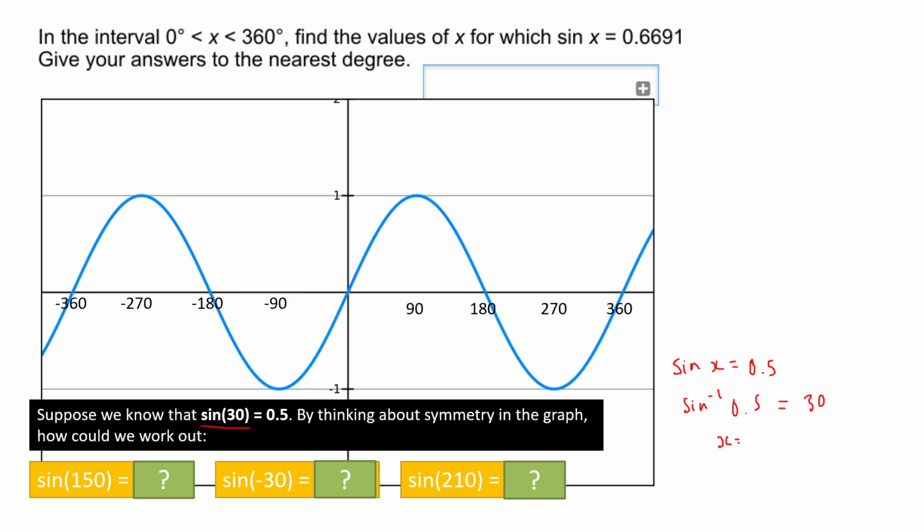So x equals 30. Now, what they're saying here is, look at the symmetry of this graph. It repeats every 360 itself, so it's called its period. Now, imagine where 0.5 is here. If you draw a dotted line here, that would be 30 degrees.